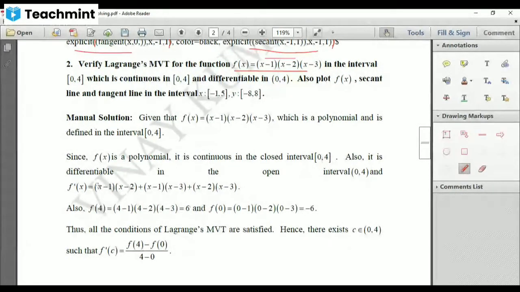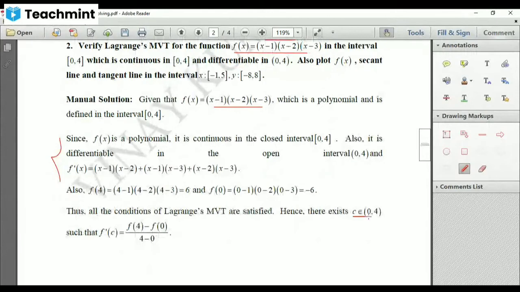So your f of 4 is (4 minus 1) into (4 minus 2) into (4 minus 3). Right? That gives you 6. Then what is your f of 0? (0 minus 1) into (0 minus 2) into (0 minus 3), which gives you -6. Since both the conditions of Lagrange's mean value theorem are satisfied, because it is continuous and differentiable, therefore there exists c in between 0 and 4, such that f dash of c equals f of 4 minus f of 0 divided by 4 minus 0.